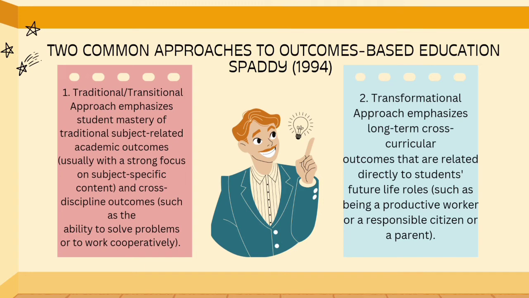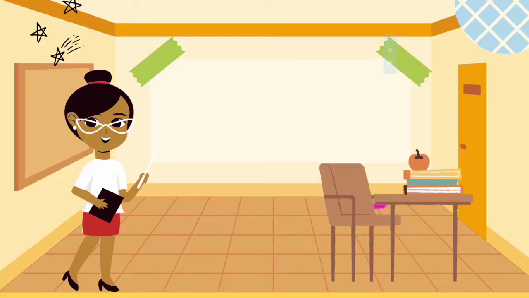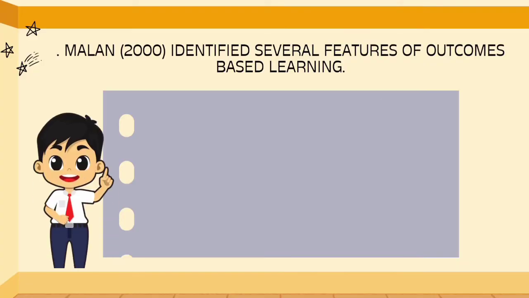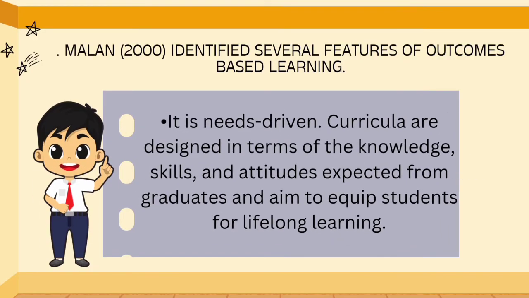Now moving forward, designing curriculum based on OBE principles is a noble process of making curriculum relevant and responsive to the students' needs and requires paradigm shift in teaching and learning. According to Malan in 2000, he identified several features of outcomes-based learning. These are: it is needs-driven. Curricula are designed in terms of the knowledge, skills, and attitudes expected from graduates and aim to equip students for lifelong learning.